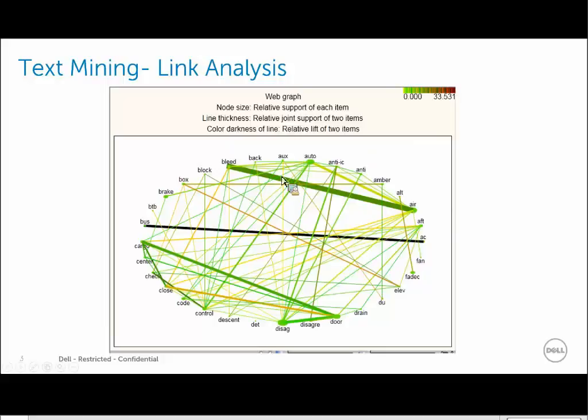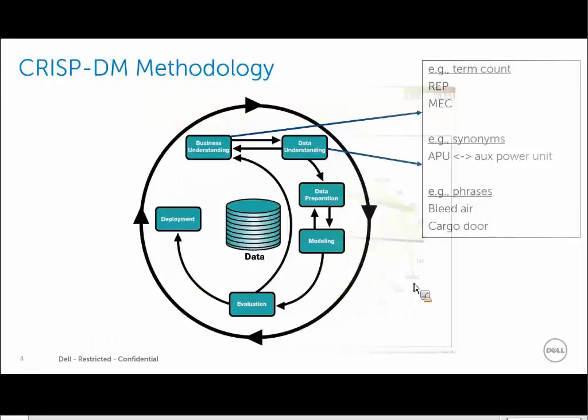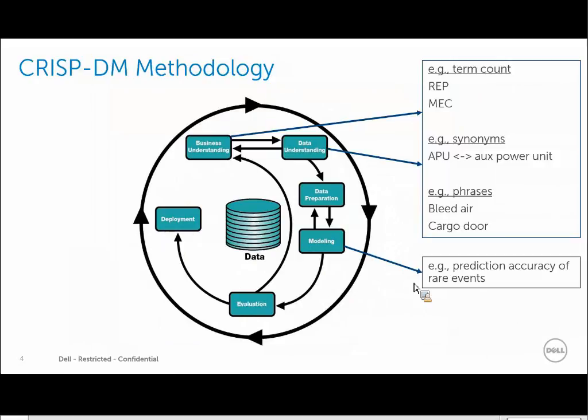So the way we found these phrases is we did a link analysis, and we found that bleed and air seem to have strong linkage between them, and cargo, door. So we went to the folks, and they said, yes, bleed air is something with our hydraulic system, and cargo door is something, etc. So it's part of the iterative process. That's how we built out the dictionary. A lot of hunting on our own, and then coming back with some questions, and then prediction accuracy, and I'm going to wrap it up right here, Don.